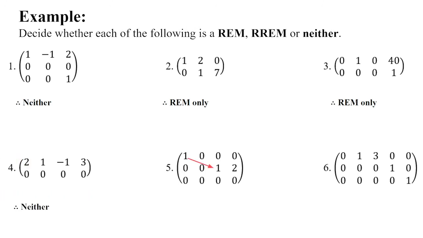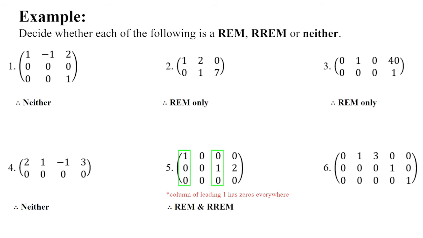We can see the lower leading one is also farther than the upper leading one, and the all 0 row is at the bottom of the matrix, so it is a REM. Then we see both leading one columns have zeros everywhere, so it is also a RREM. So this matrix is in both REM and RREM.